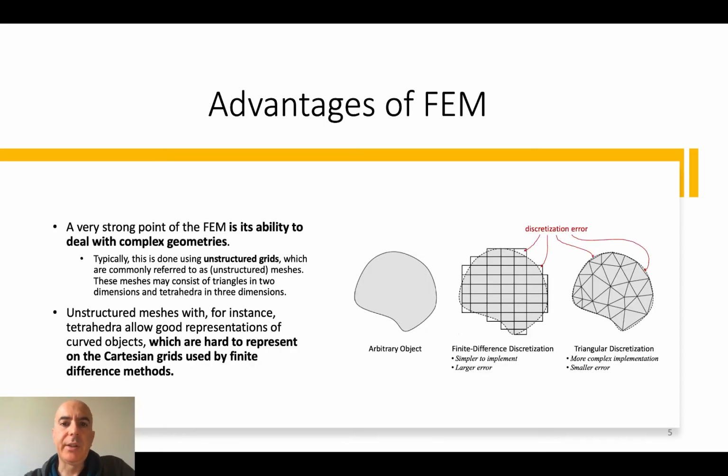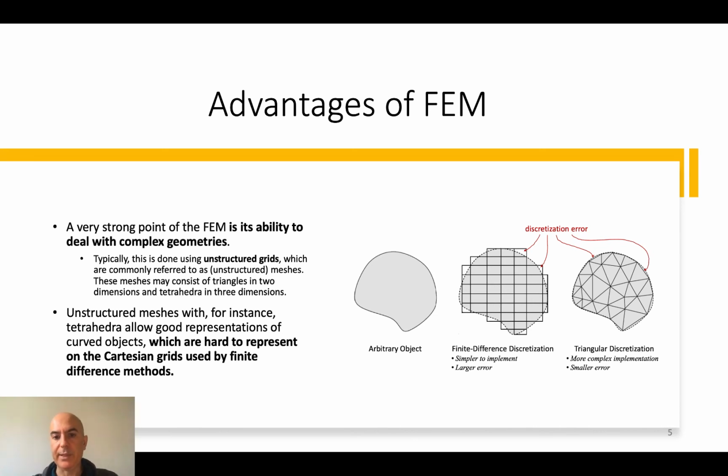So what are the advantages of the FEM? A very strong point of the FEM is its ability to deal with complex geometries. The FEM typically uses unstructured grids, which are commonly referred to as unstructured meshes. These meshes may consist of triangles in 2 dimensions and tetrahedra in 3 dimensions. Unstructured meshes with, for instance, tetrahedra allow a good representation of curved objects, which are quite hard to represent on Cartesian grids used by finite difference methods.